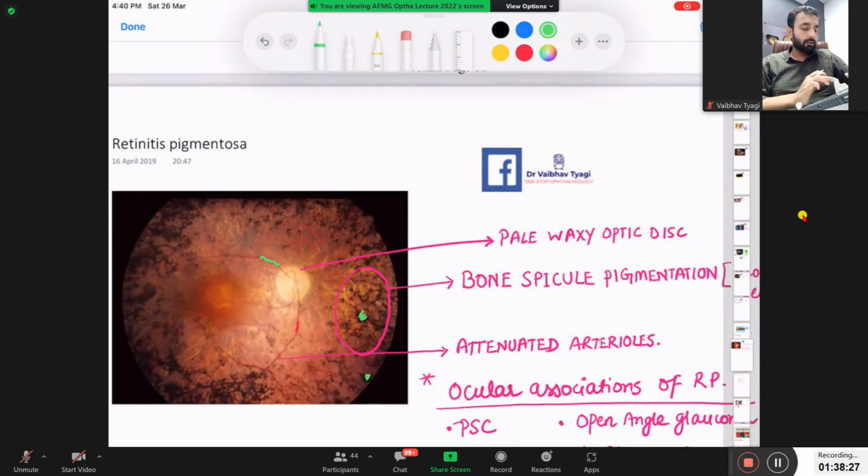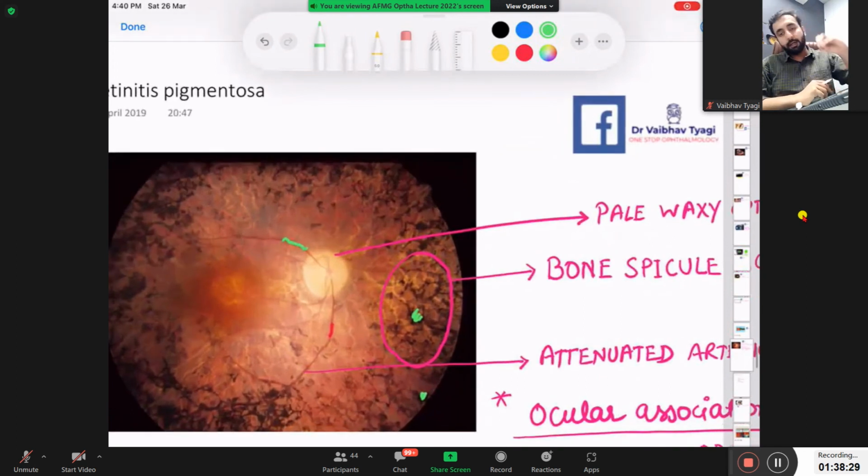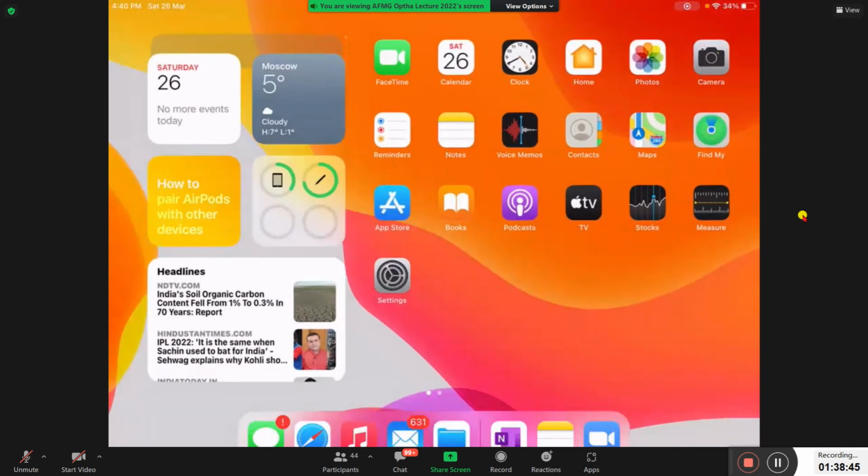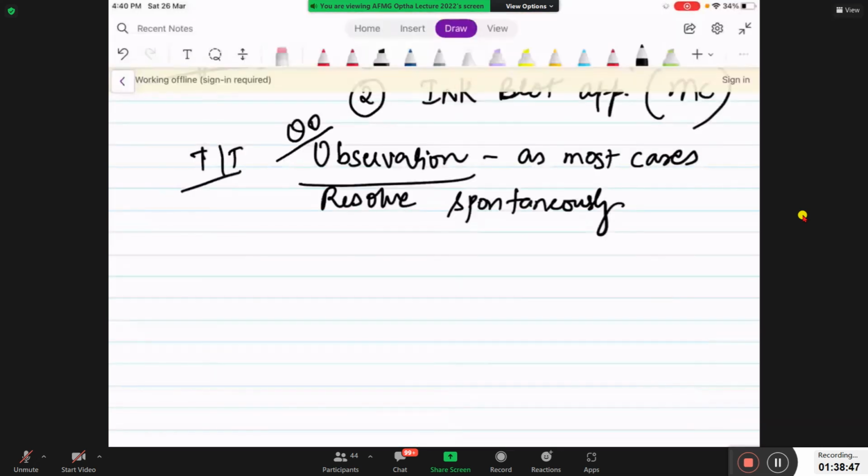So now write down, this is a typical picture, it can be asked as a direct image-based question also. So a triad of three things: waxy pale optic disc, arteriolar attenuation, and bony spicule pigmentation is seen in retinitis pigmentosa. Now write down RP, retinitis pigmentosa. What are the findings? This RP, short form I'll write RP, retinitis pigmentosa.